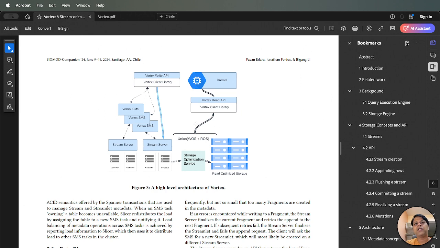In this architecture, when a read query is happening, the Vortex client library takes data from the write optimized storage and the read optimized Colossus, and then sends the data. The data has to be committed here; only then will it show up, otherwise it is not shown to the user.